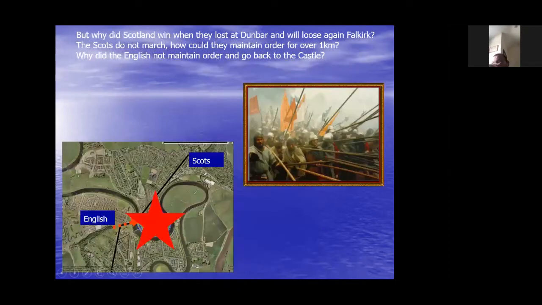Now, just a few problems with this, right? Why did Scotland win here when they lost at Dunbar and will lose again at Falkirk? At this point, the Scottish army does not march. So that's the trained professional army, does not march. How does it go from Abbey Craig to the bridge and maintain order? That's over 1 kilometre. Why do the English not maintain order and recross the bridge?